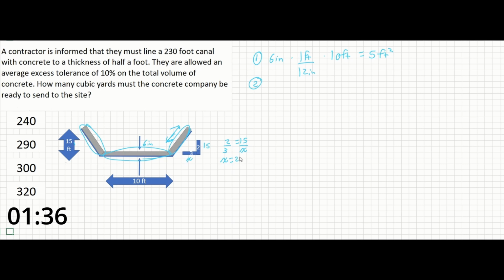Solving for x equaling 22.5, and now we can use the Pythagorean theorem to say that 15 feet squared plus 22.5 feet squared equals y squared, which is the hypotenuse. We can see that y comes out to 27.04 feet.